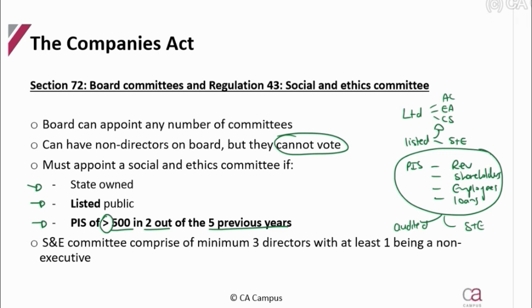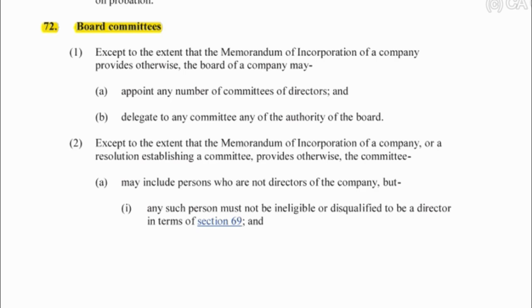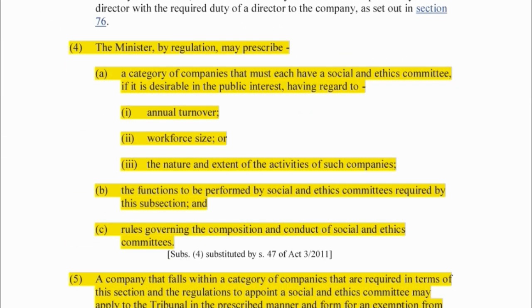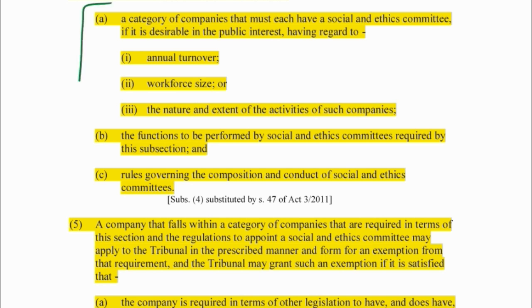And then they just tell you what needs to be in that social and ethics committee. These 3 directors and 1 must be non-executive. Okay, we'll see this again when we get to King. Okay, and there's your board committees there. It deals with the social and ethics committee by referring you to the public interest score. It doesn't give you the amount here. So for that calculation, the 500, you need to be looking at the regulation.